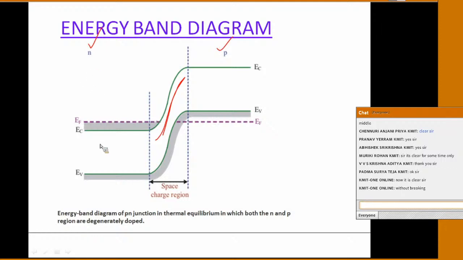In the N-type material, this is the Fermi level between the P and N type. This is the conduction band of your N-type material. This is the valence band of your N-type material. For the P-type material, this is the conduction band of the P-type material. This is the valence band of your P-type material.